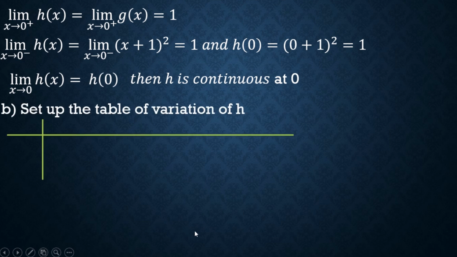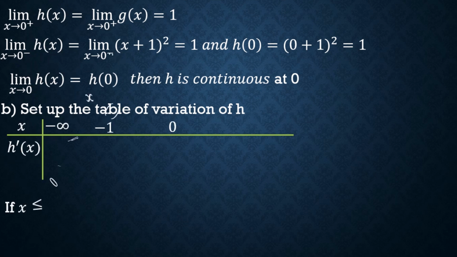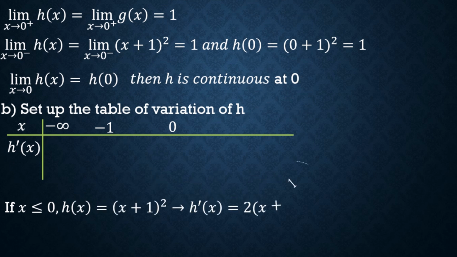Set up the table of variation of h. The domain of definition is minus infinity to plus infinity. If x is negative, h of x equals (x plus 1) squared. H prime of x, this is u to the power n, so n times u to the power n minus 1 times u prime, so 2 times (x plus 1). The derivative vanishes at minus 1 and it changes sign. The table of sign of h prime starts by what? By minus, then plus. We have to study the sign only over minus infinity to 0.